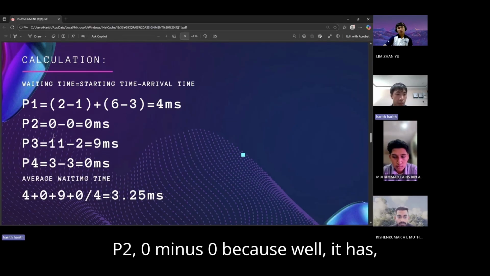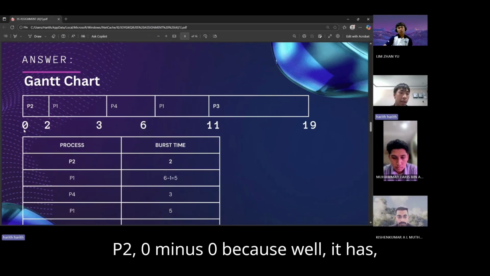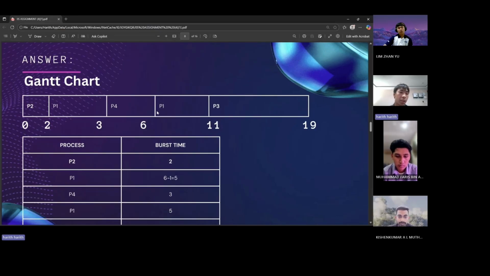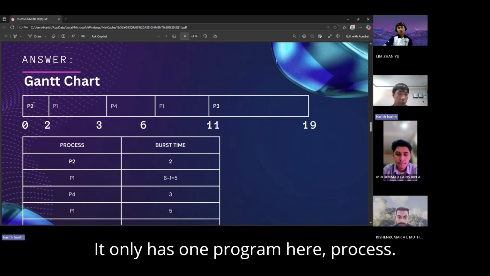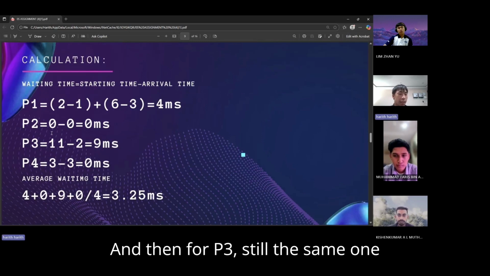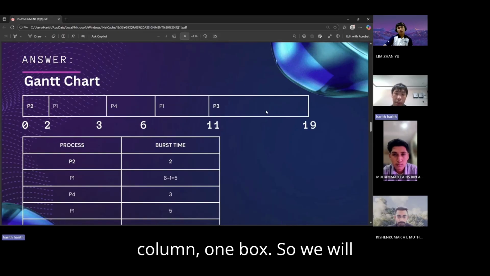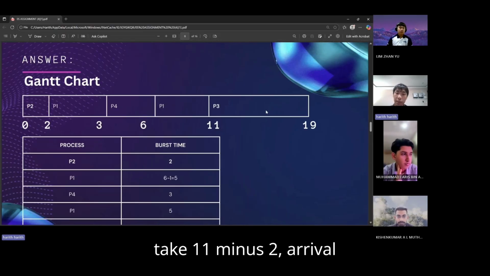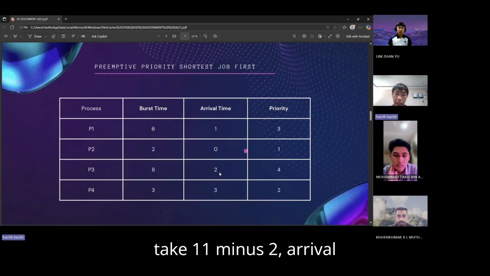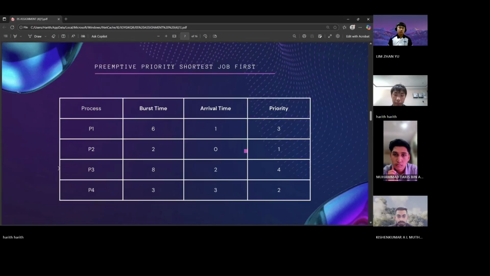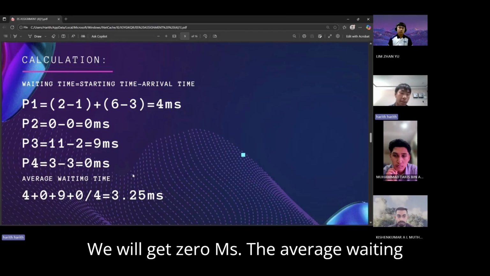And then P2, 0 minus 0, because it doesn't have any columns divided. It only has one process here. And then for P3, still the same, one column, one box. So we will take 11 minus 2 arrival time. We will get 9 ms. P4, 3 minus 3. We will get 0 ms.